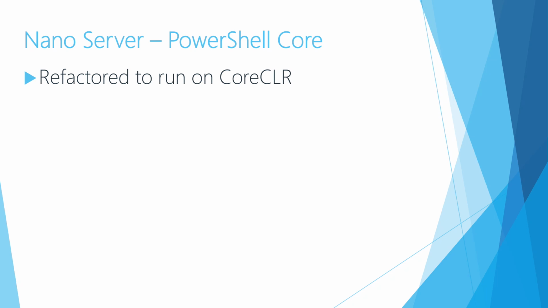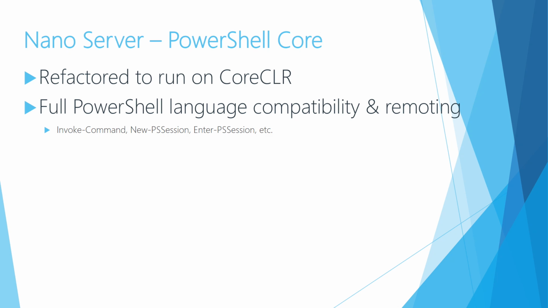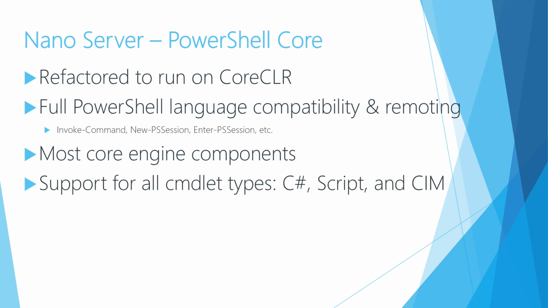So the whole point of Core is to refactor everything to run on CoreCLR. That means that you'll have one common core between IoT and Nano and anything else we decide to do with .NET Core. Full PowerShell language compatibility is there, remoting is there. So all those things that you expect for command invocation, PS sessions, all work. Core engine components are starting to get more greenlit. Things like DSC are starting to show up in their fully fledged functionality. Support for all cmdlet types. I heard some people in the room chattering about C# and scripts, so all that stuff works.